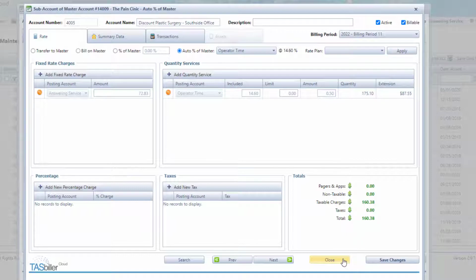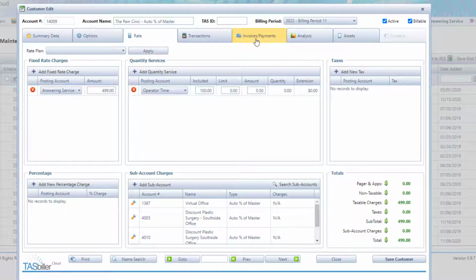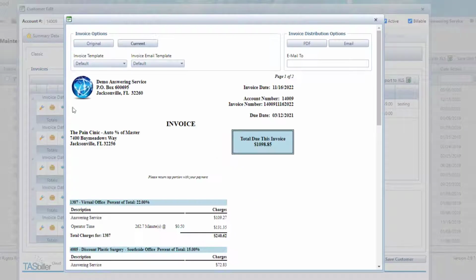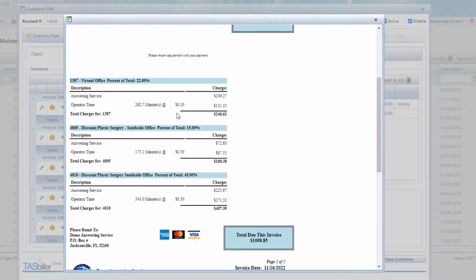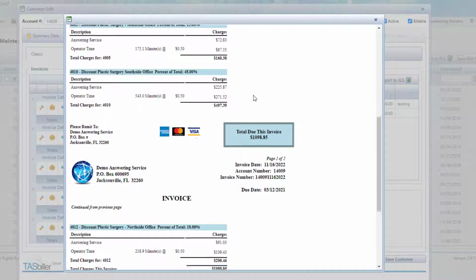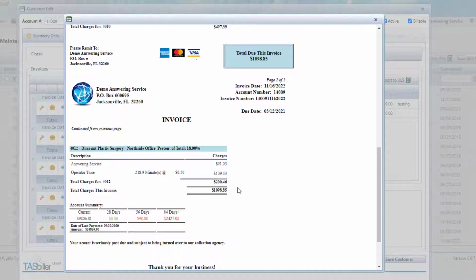Now this invoice is kind of neat. We can look at this one, and it actually shows on the invoice for each office its percent of the total, its charges. So the client gets one big invoice, in this case for $1,098.85, and each office is separately itemized based on its actual percentage of usage of the grand total. This one has 4 offices. If you were to add all these up, you would get 100%.